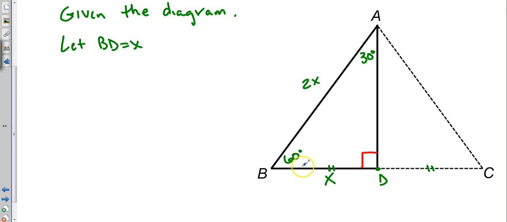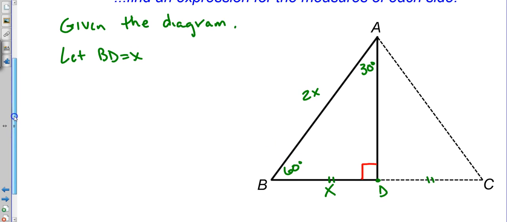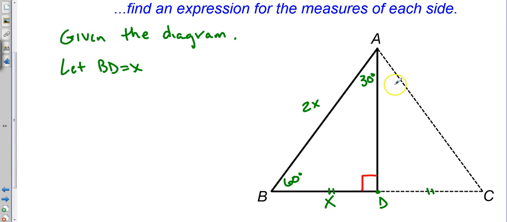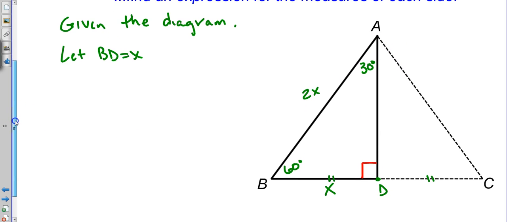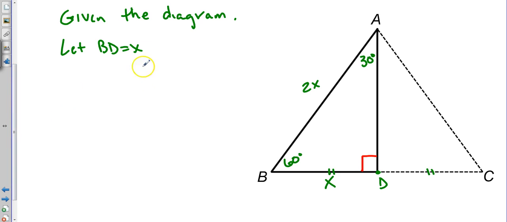All right. Because of that fact, we can go through and figure out, hey, what's AD? What is the length of AD? And for this, we're going to revert back to the fact that this is a right triangle. So let's go ahead and write our statement. If BD is X, then AB is equal to 2X.